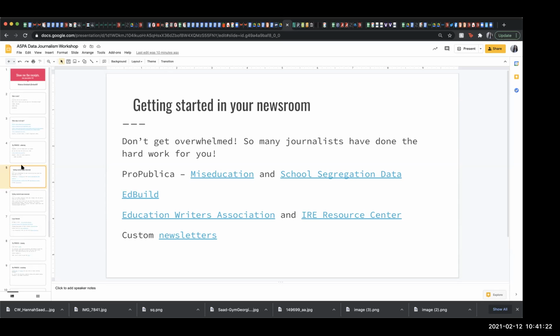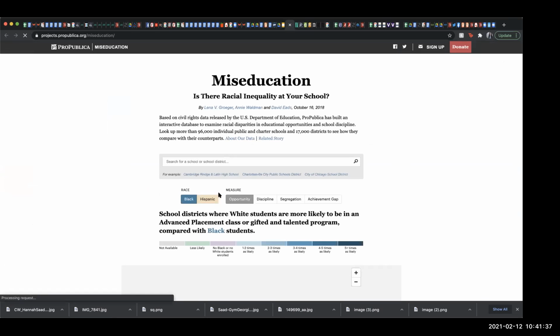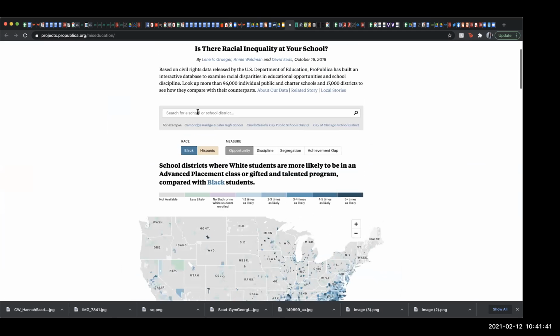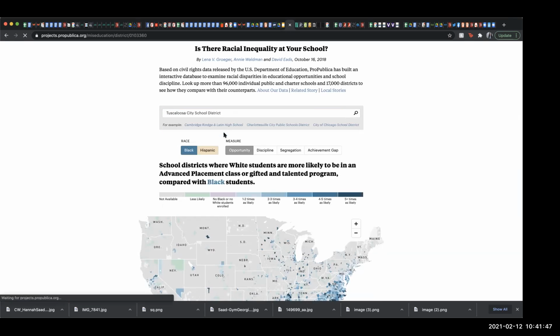So here are some examples of what professional journalists have done to make this data a little bit more accessible. So again, ProPublica, one of my favorite sites. Miseducation, I believe, is about discipline rates. So you can search your own school district. So let's say Tuscaloosa City School District.